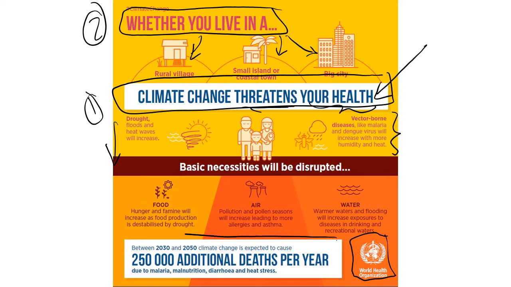So here is where we have our figures. Between 2030 and 2050, climate change is expected to cause 250,000 additional deaths per year due to malaria, malnutrition, diarrhea, and heat stress. So that's a pretty scary figure as well. And again, it's highlighted because it has high contrast with the background. It's different than all this other kind of warm-toned color palette. So we have these two very scary points here in the same color palette.